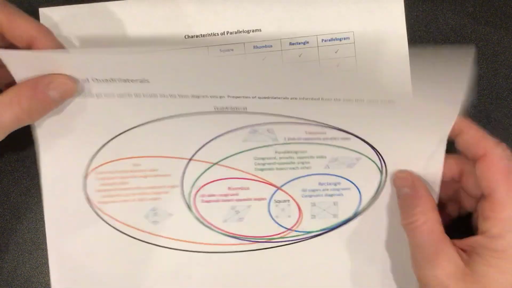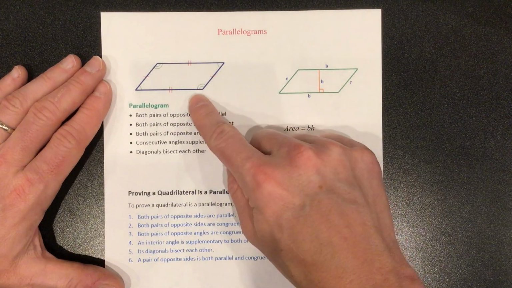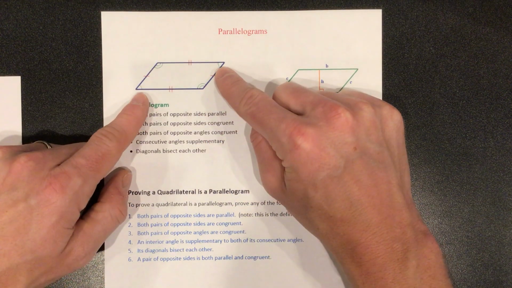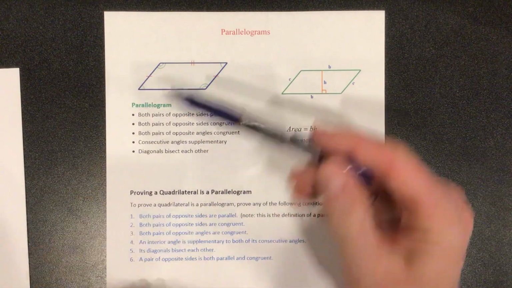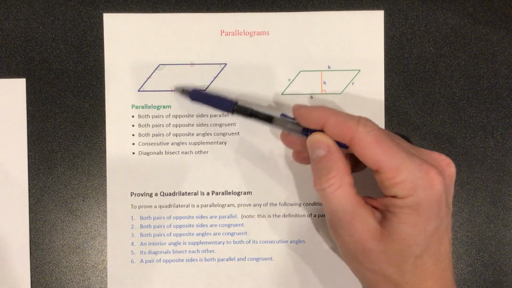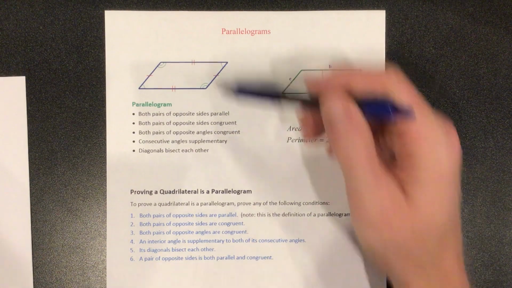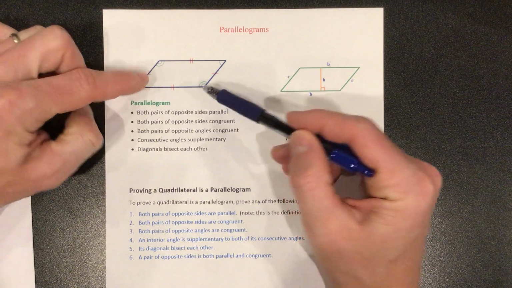Okay, so let's go back to just parallelograms. So here's our general view of what a parallelogram is labeled as. These opposite angles are congruent. Those angles are congruent. We are looking at those opposite sides are congruent. Those opposite sides are congruent. And we also know that these sides are parallel and these sides are parallel.